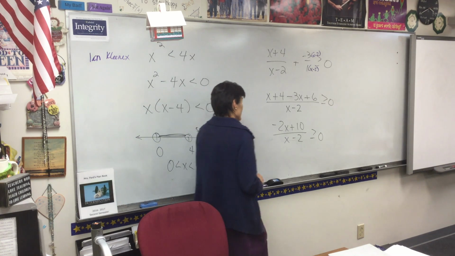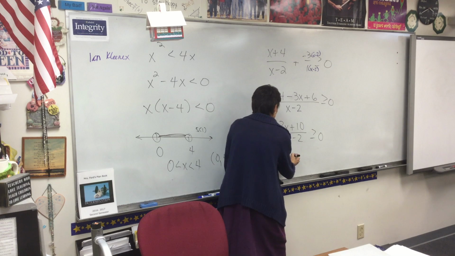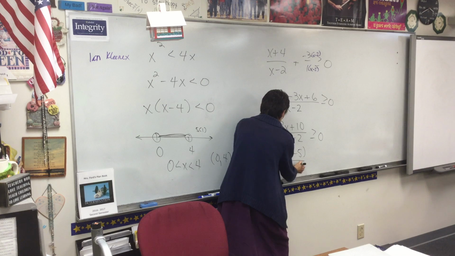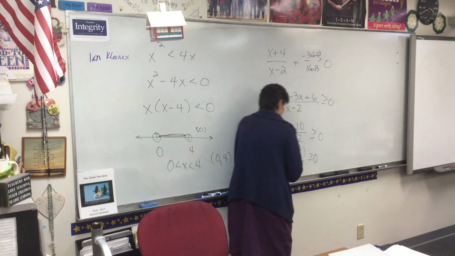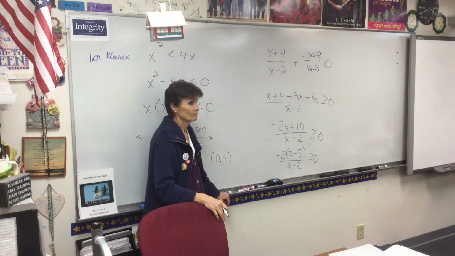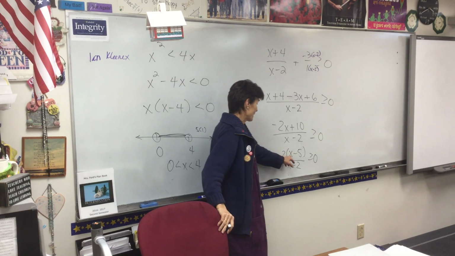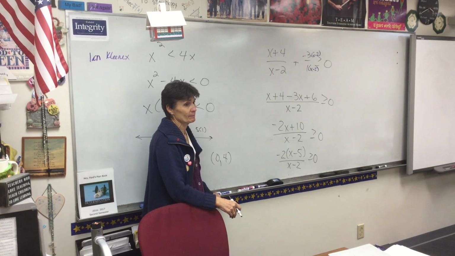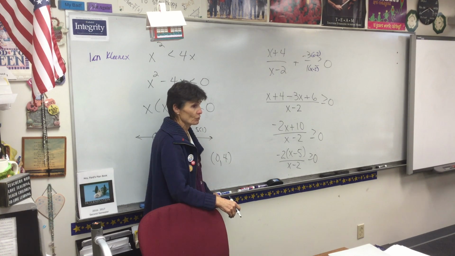If you want, you can factor a 2 out of the top. You don't have to do that, and I want you to be real careful if you do. That's a negative 2. It's greater than or equal to, so that becomes x minus 5. So you don't have to do that factoring. But if you do it, make sure you do it correctly.